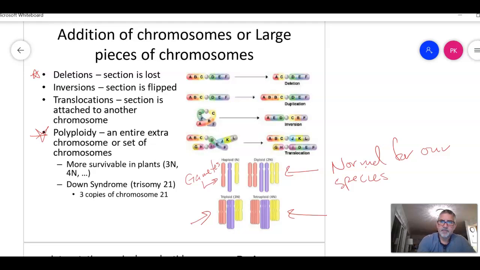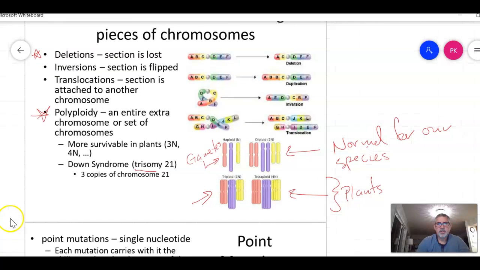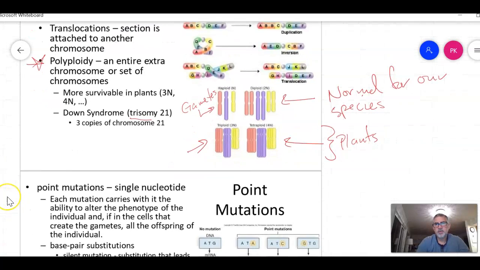So the important thing is plants are the only type of species that really survives these increasing numbers of chromosomes. For instance, a strawberry is an octoploid species. It has 8 sets of each chromosome. Somy, right, means body. So trisomy has 3 of 1 chromosome. So trisomy 21, which we call Down syndrome, has 3 copies of chromosome 21. And we'll talk about that a little later. So a difference between ploidies and somies: somies are 1 extra chromosome. A ploidy is an extra set of chromosomes.